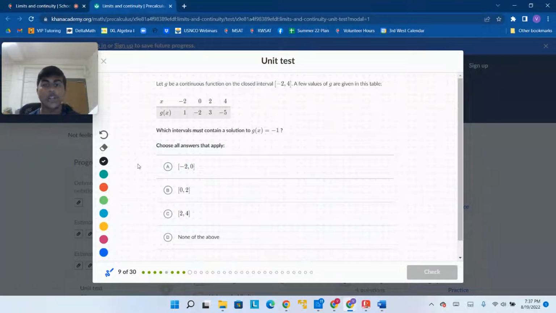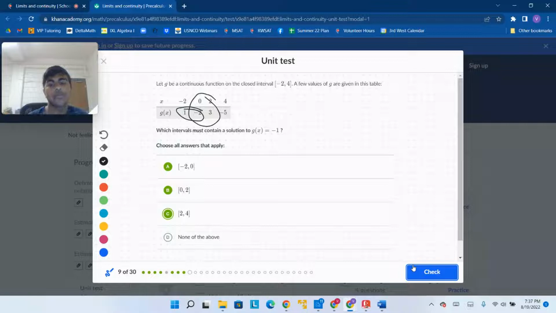Let g be a continuous function on the closed interval negative 2, 4. A few values of g are given in this table. Which intervals must contain a solution to g of x equals negative 1? Well, how do we know that? Well, it's continuous, so you're going to have to hit that point somewhere if you have 2 points around it. So between negative 1 and negative 2, negative 1 is in there, so you're going to have to hit it somewhere. Between negative 2 and 0, there's going to be some point in there. Between negative 2 and 3, again, you're going back up, you got to hit a point somewhere. And then 3 and negative 5, you're going back down, you got to hit it somewhere. All 3 of these intervals have to contain a point where g of x equals negative 1.